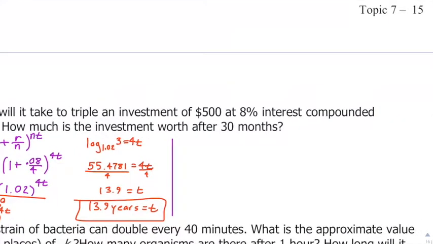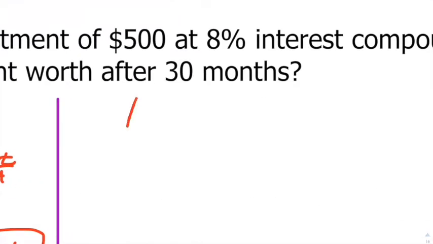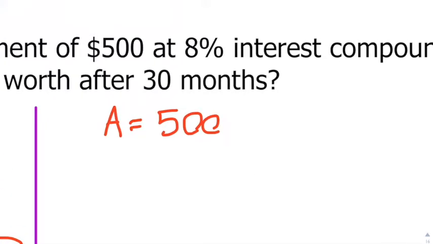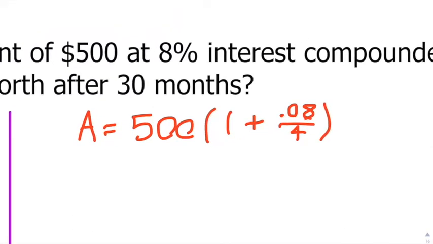So anyways, the second part is asking us how much is the investment worth after 30 months. So we actually don't know the final amount. So we'll go here and do 500 at 8%, so 0.08, and then divided by N, which was compounded quarterly. And then here's the thing that's kind of weird about this. You'll go 4 times T, but notice that they gave us the months instead of the years.